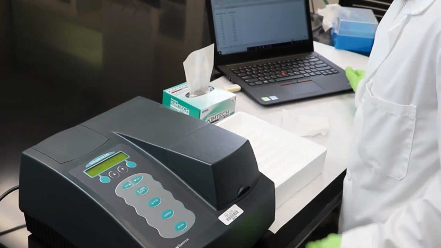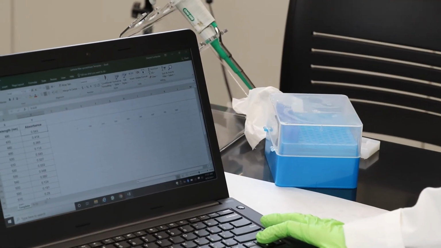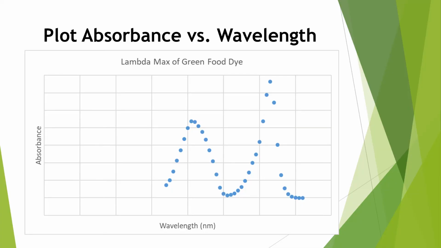When you are done, ensure there are no cuvettes left inside the cuvette holder. Generate a scatter plot of absorbance versus wavelength. Plot absorbance on the y-axis and wavelength on the x-axis. Determine the lambda max for green food dye.